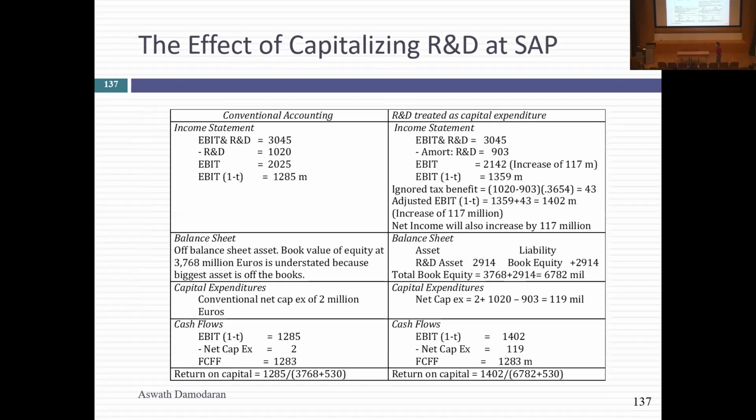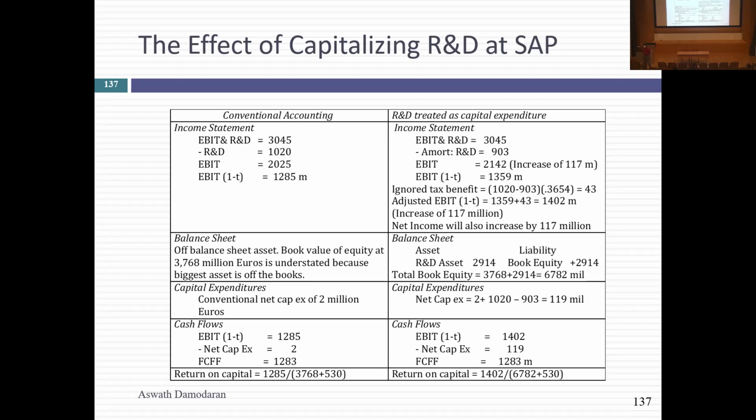So let's actually trace out, just like I do with leases, how capitalizing R&D affects the numbers for a company and why it might affect valuation. Let's start with operating income. SAP's operating income based on conventional accounting, where you expense R&D, would have been $1.285 billion in after-tax operating income, $2.025 billion in pre-tax operating income. So if I trusted the accountants, that's what the operating income looks like.